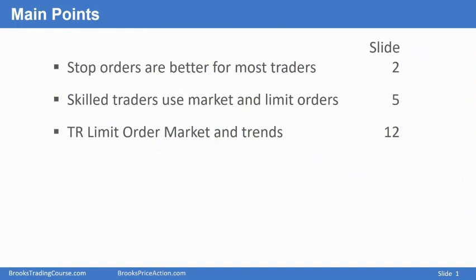I keep making the point that stop orders are better for most traders when you enter trades. Skilled traders will also use market and limit orders to enter trades. If a trading range is pretty tight, it's a limit order market, and most traders should not trade when the range is tight. They should instead look to trade when the market has reasonably good swings or trends.